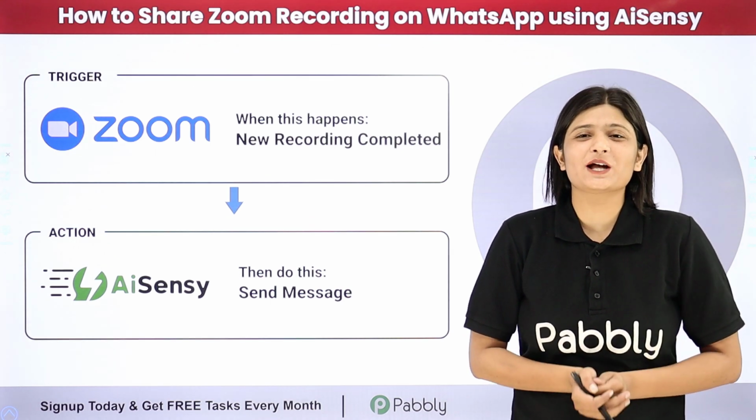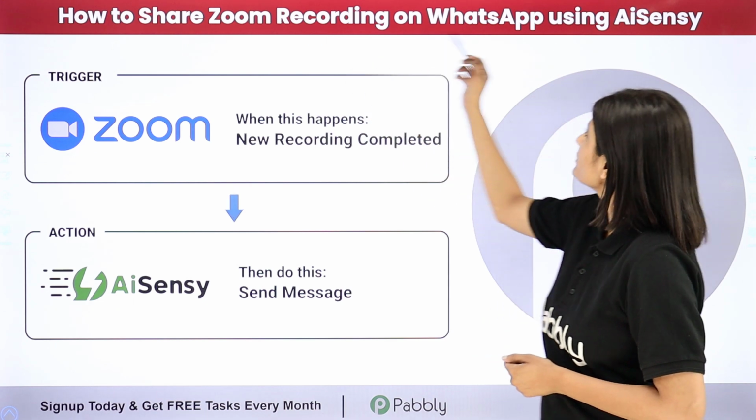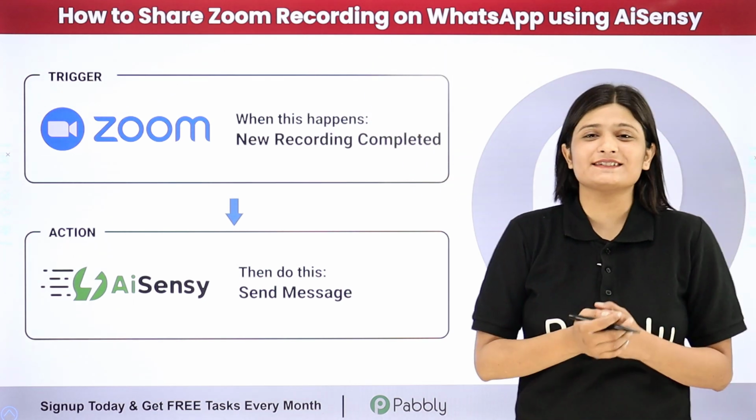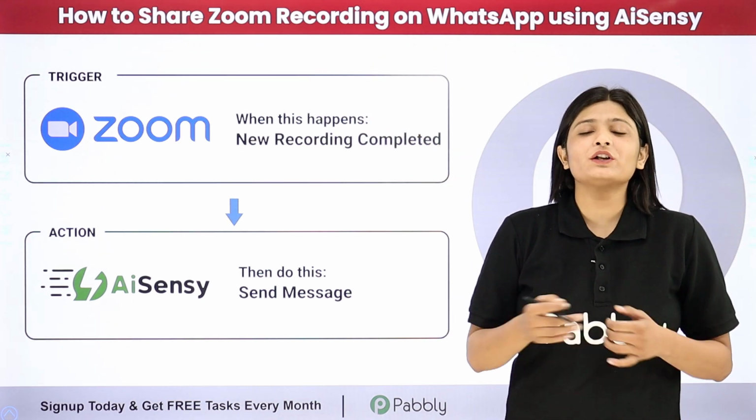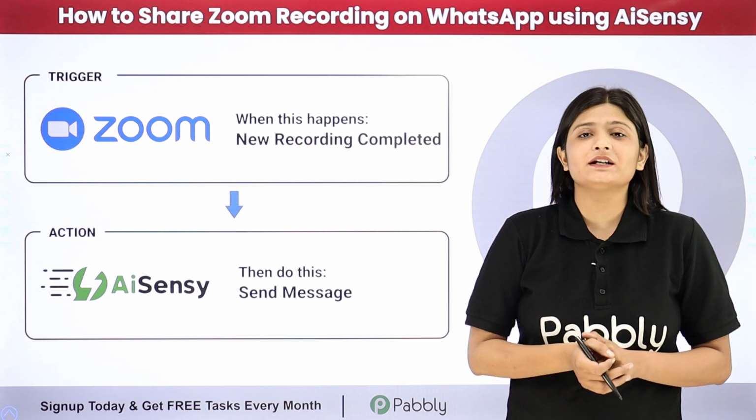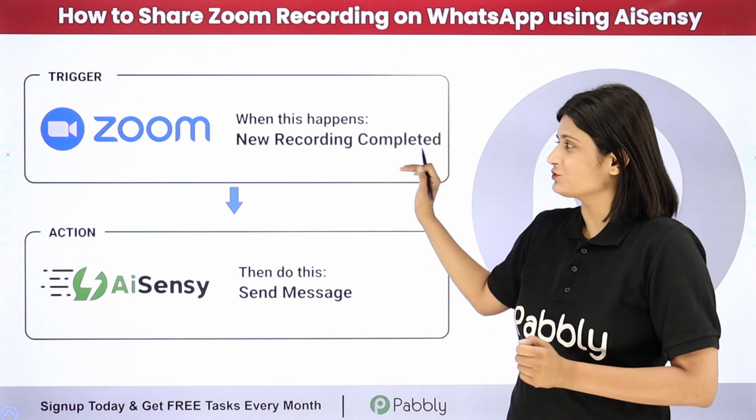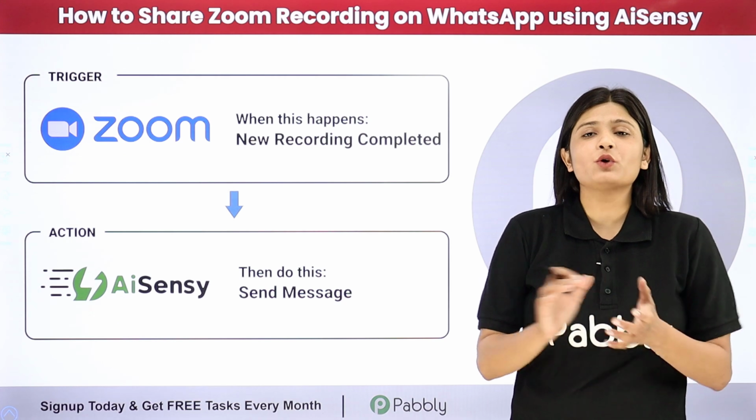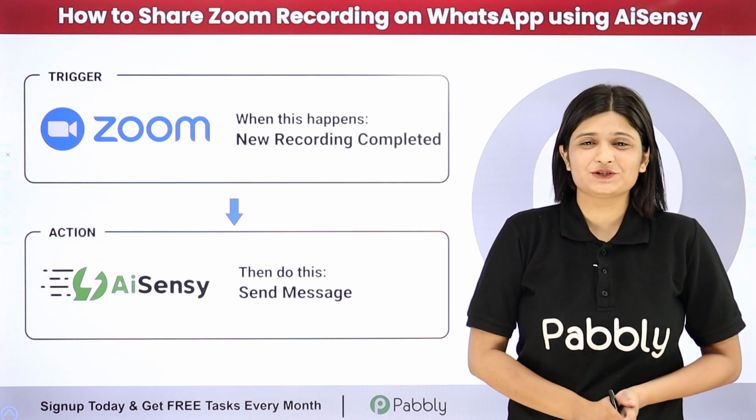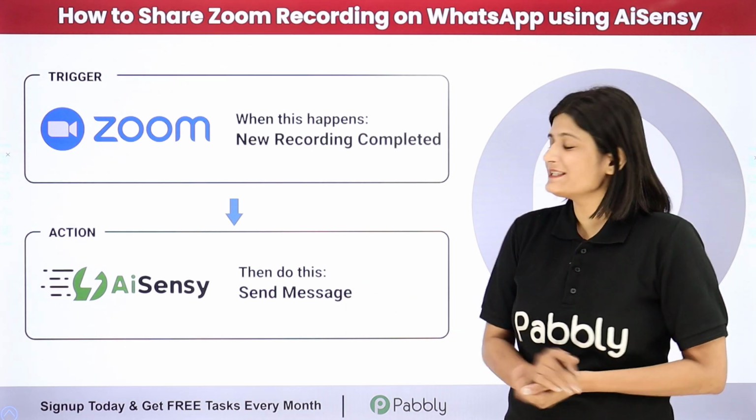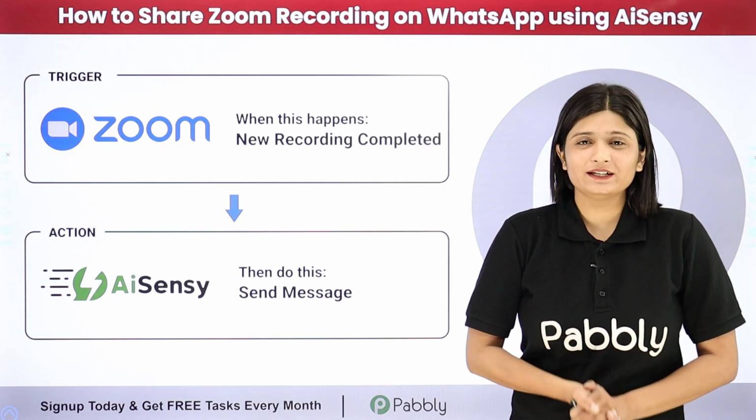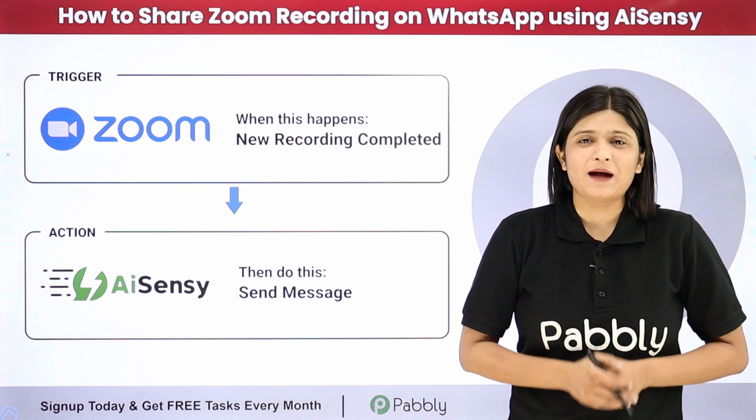So in this video, we are going to learn how to share Zoom recording on WhatsApp using AI Sensei. Let's suppose I am running an online training institute and I am conducting many webinars with the help of Zoom. Now I want to send the recording of all these webinars to my students with the help of AI Sensei, and as I completely want to automate this process, I am going to use Pabbly Connect.